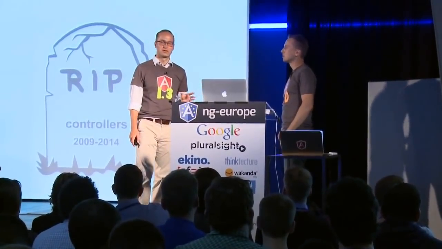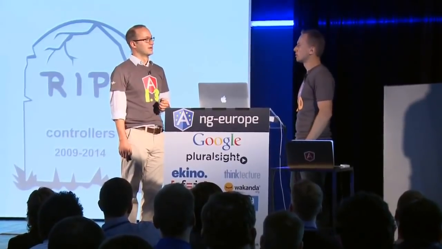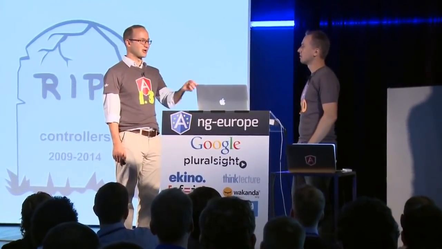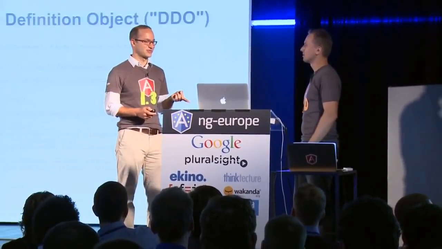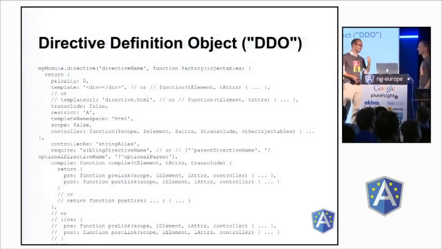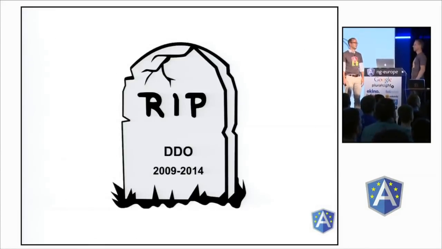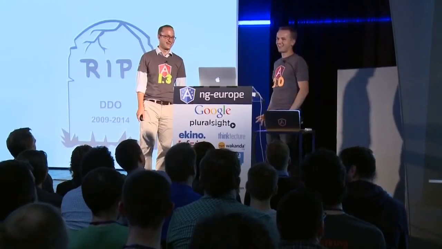OK, components. So component directives, right? Yeah, we just create a component directive, and you'll be all set. No way. You know how complicated this directive API is, right? You build it, and it doesn't even fit on the slide. So what, do I really have to do this every time now? Tobias, I'm sorry, but the directive definition object is dead as well.